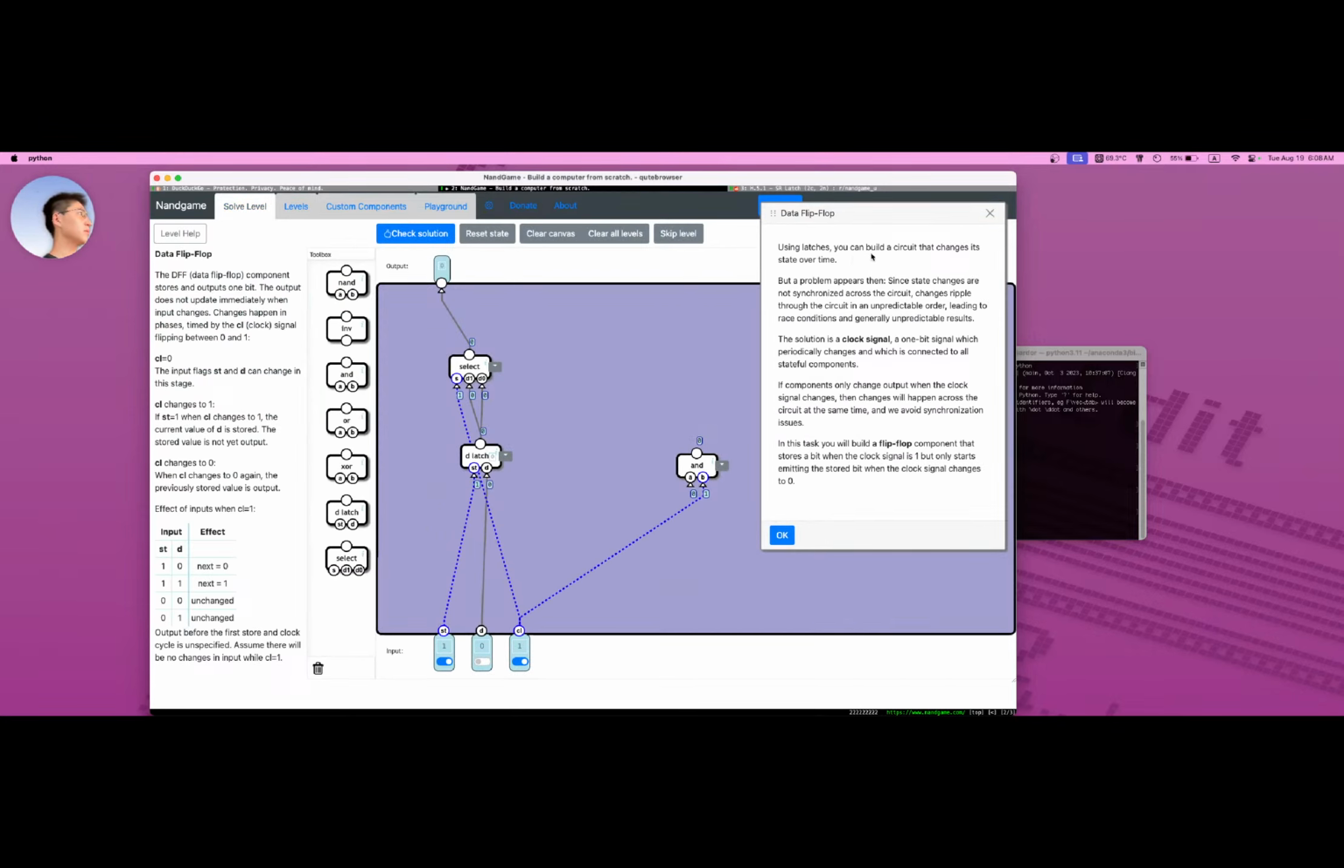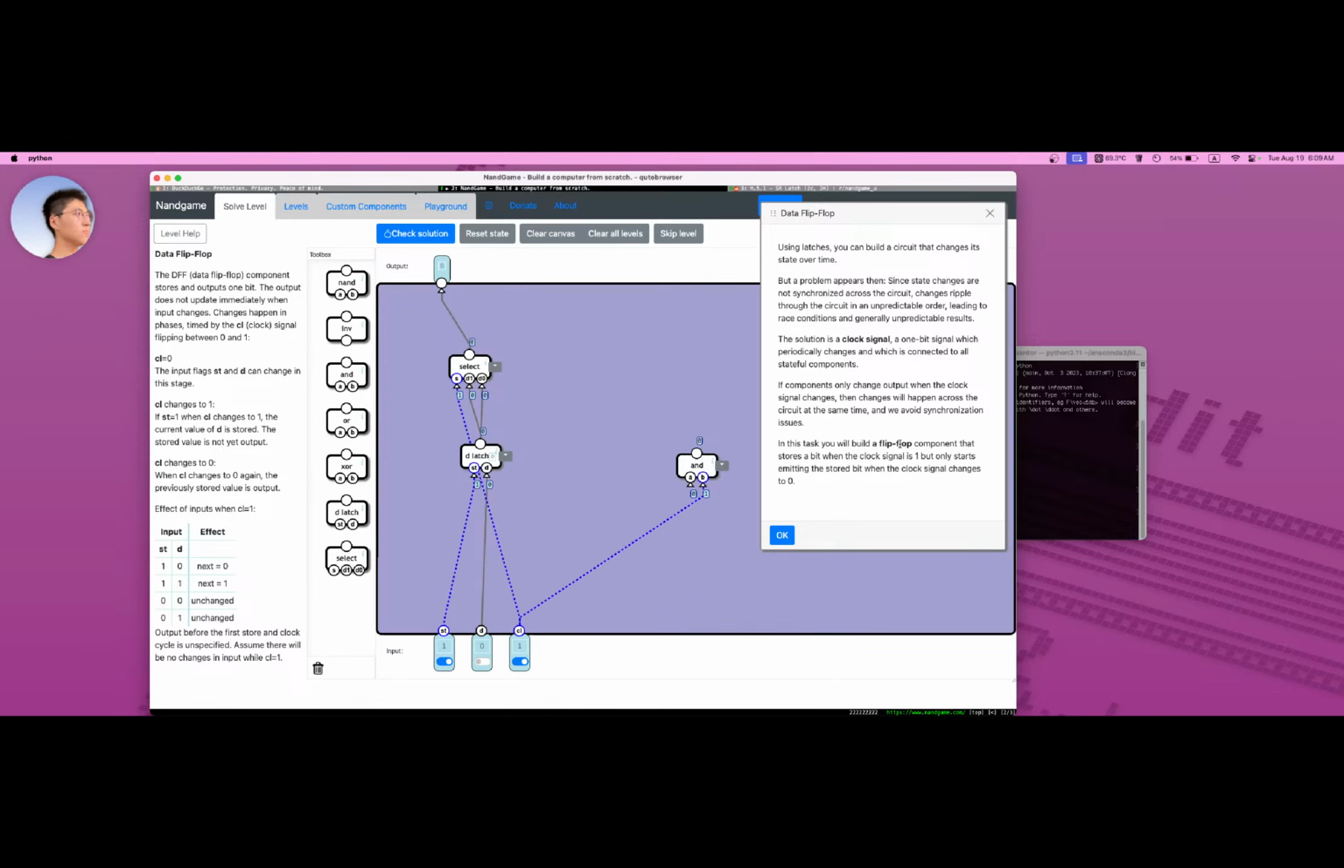Using latches, you can build a circuit that changes its state over time, but a problem appears then, since state changes are not synchronized across the circuit, changes ripple through the circuit in an unpredictable order, leading to race conditions and generally unpredictable results. The solution is clock signal, one bit signal which periodically changes and which is connected to all stateful components. If components only change output when the clock signal changes, then changes will happen across the circuit at the same time, and we will avoid synchronization issues.